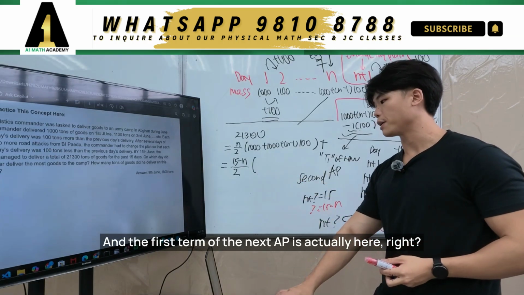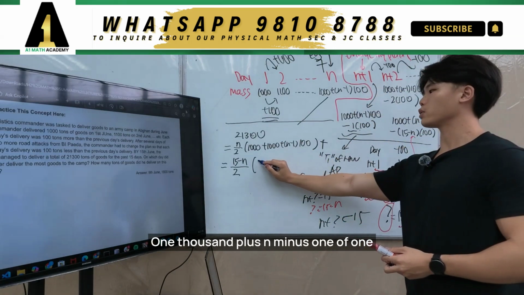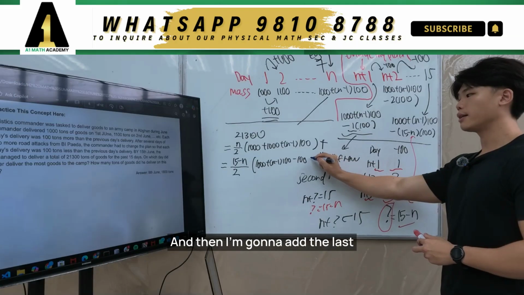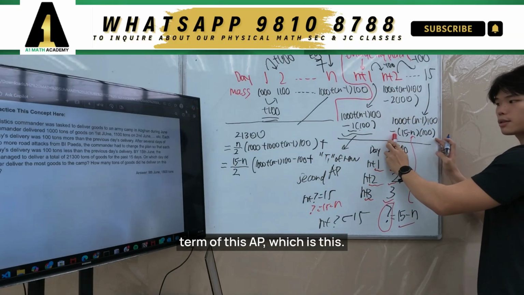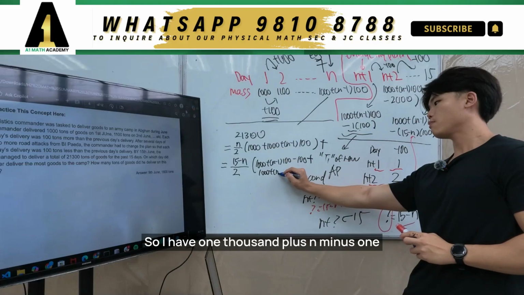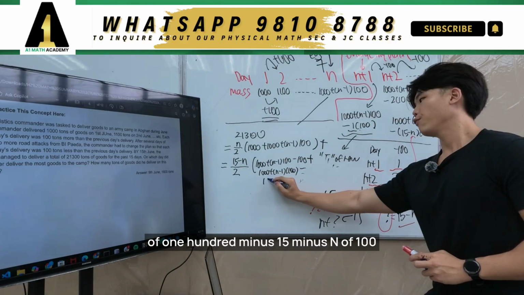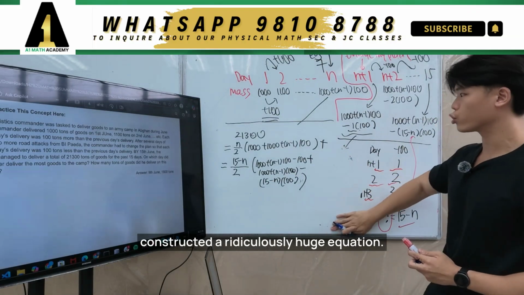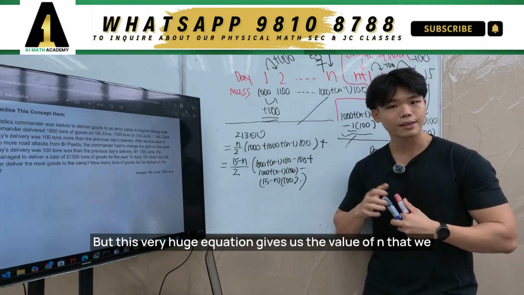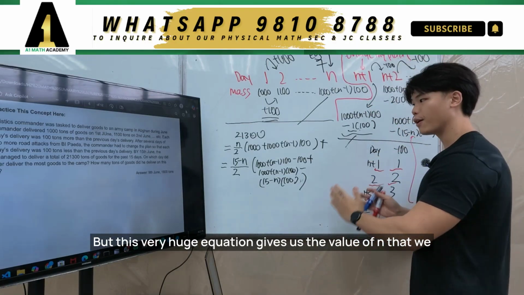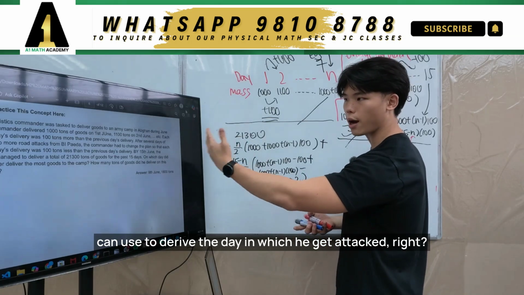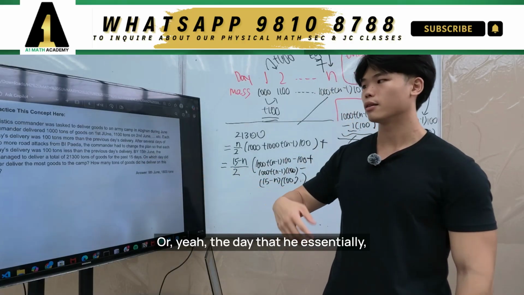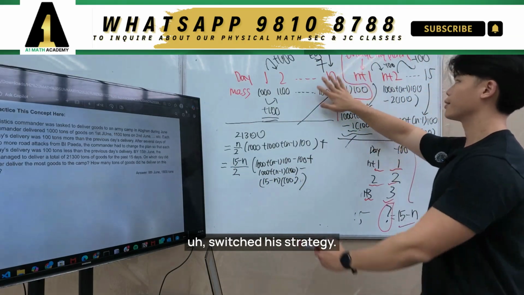And the first term of the next AP is actually here: 1000 plus n minus 1 of 100 minus 100. And then I'm going to add the last term of this AP, which is this. So I have 1000 plus n minus 1 of 100 minus 15 minus n of 100. And right here, you see that we have just constructed a ridiculously huge equation. But this very huge equation gives us the value of n that we can use to derive the day on which he switched his strategy.